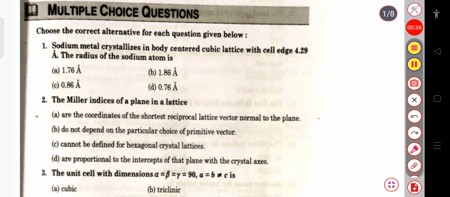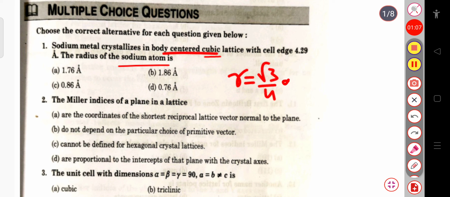The first question is, sodium metal crystallizes in body centered cubic lattice with cell edge 4.29 angstrom. The radius of the sodium atom is. So in this question, the sodium metal may be asked in your 1.5 or 2 mark question. Here it is already given, it is a body centered cubic lattice. So the question asked is, what is the radius of the sodium atom? The radius for the BCC structure is equal to root 3 by 4a.